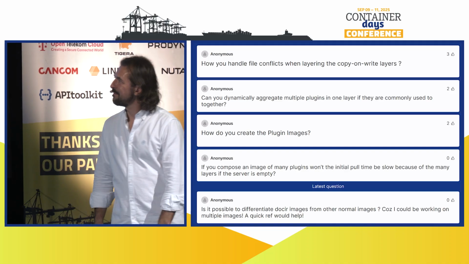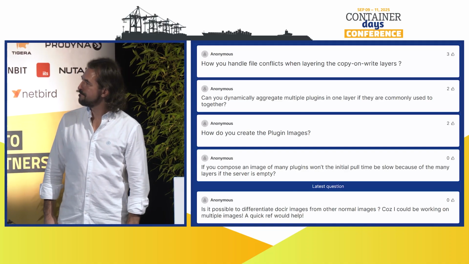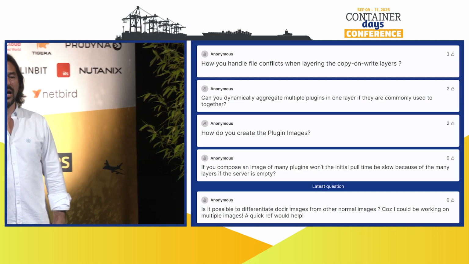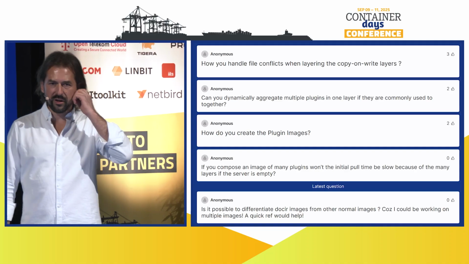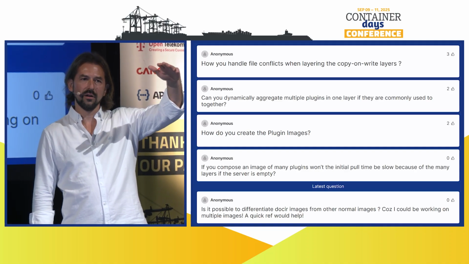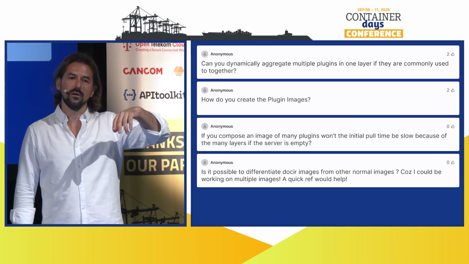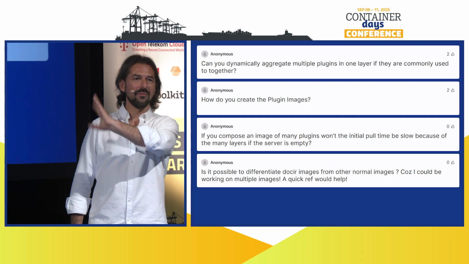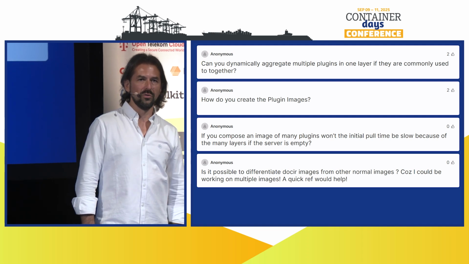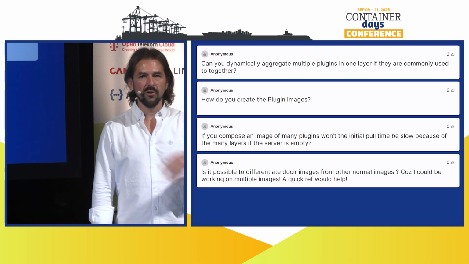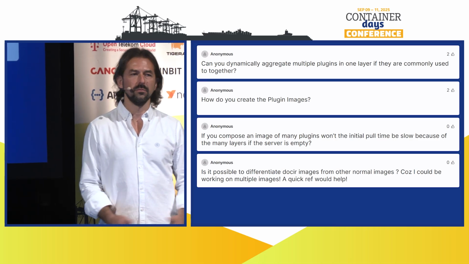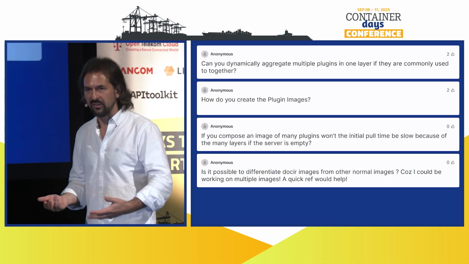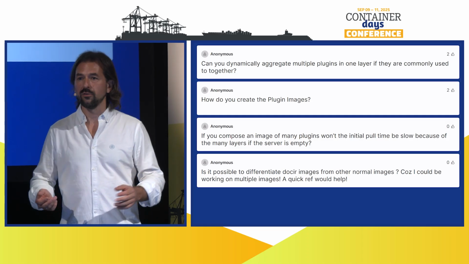Thanks for that. There's another one around: can you dynamically aggregate multiple plugins in one layer if they're commonly used together? Yes, of course. And actually there are also some limits in the number of layers that container runtimes normally accept. Typically this limit is 128, which is also quite limiting if we're talking about composing multiple layers. So at some point we may want to do that also. Right now you cannot request more than 128 extensions at a time, which from the Postgres use case is not a problem. I don't know anyone using more than 128 extensions at the same time, but it could affect other use cases.